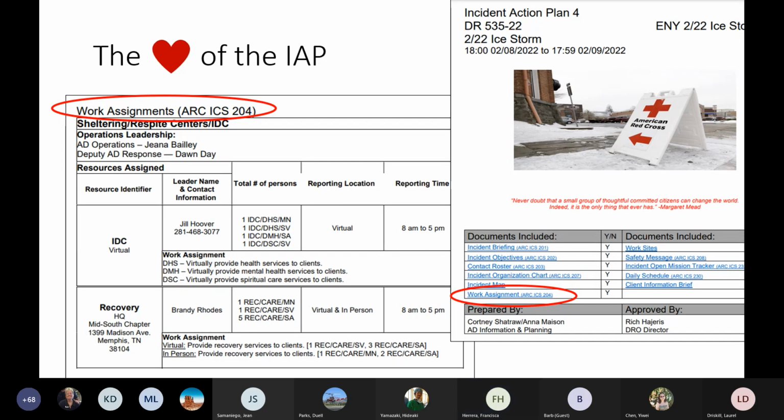Let's see. All right, great. I think I got them all anyway. Francisca, I do have a question. I actually have 2 questions. Number 1 question is, for someone who is just brand new, this is their first deployment, and this is the first time ever that they receive the IAP, the Incident Action Plan, what sections do you suggest them to read first?